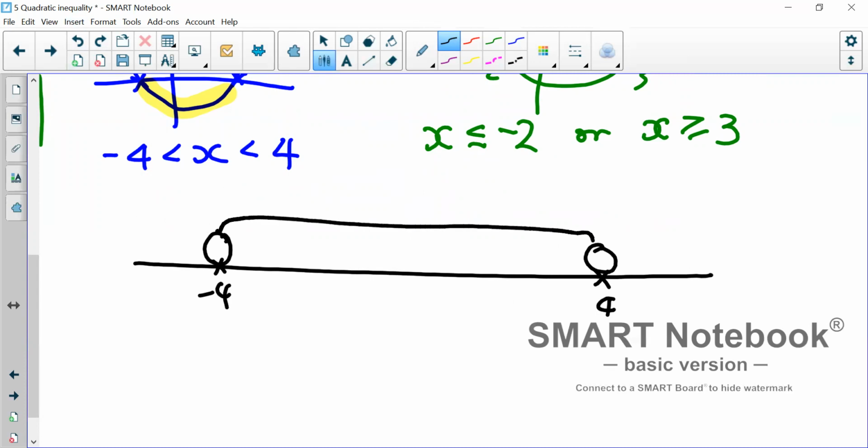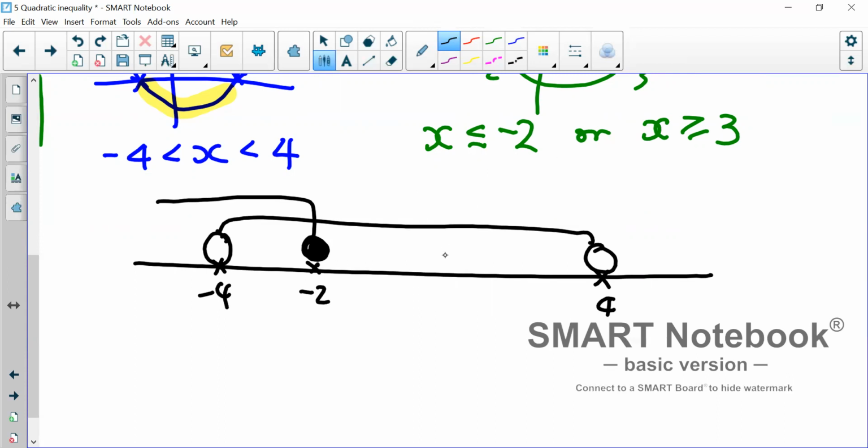So I want this part. And then for the next one, I want x to be less or equal to minus 2. So minus 2 is here. And now I need a solid circle because it has the equal sign. And then less than means goes to the left-hand side.